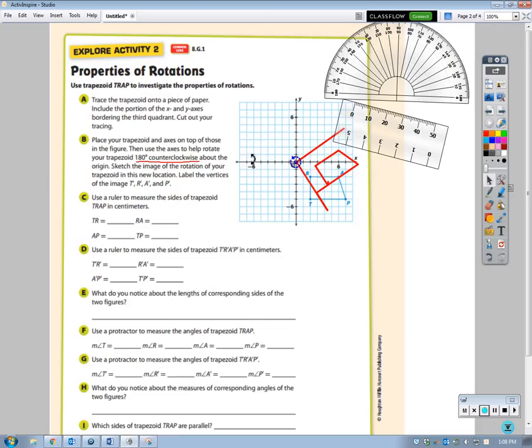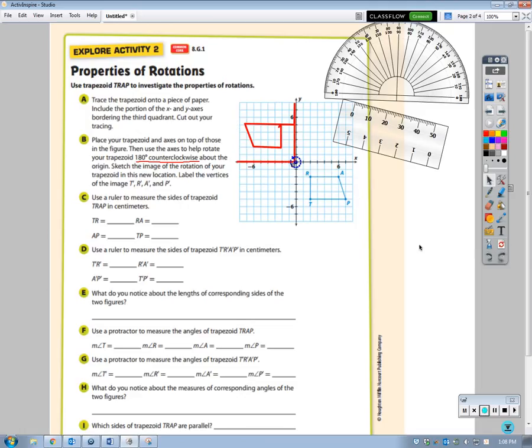Let's go ahead and do that again. So here's my starting. I'm going to move 180 degrees counterclockwise. So I've got 90 degrees counterclockwise, and then I've got 180 degrees counterclockwise. And that's where my shape is now.